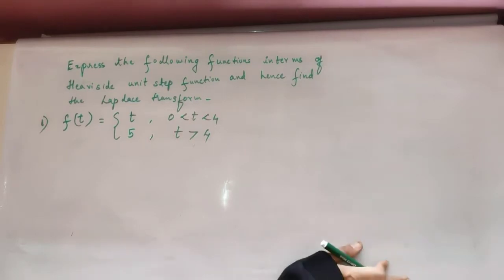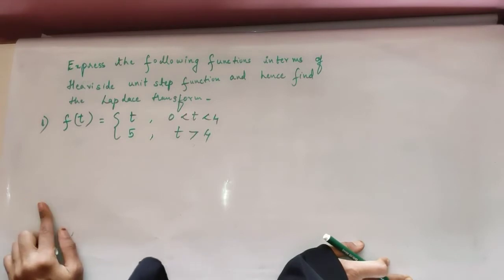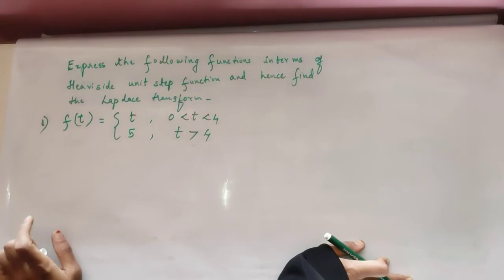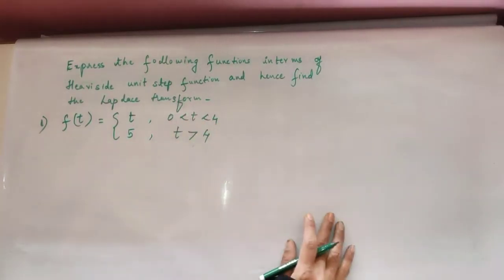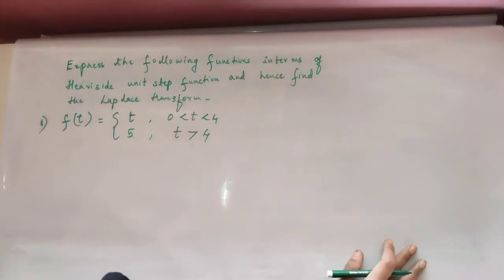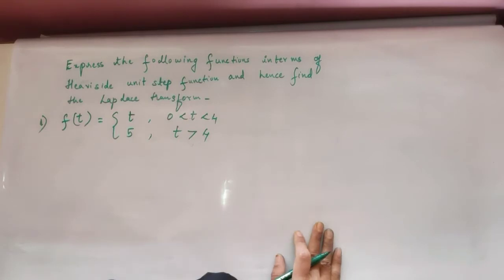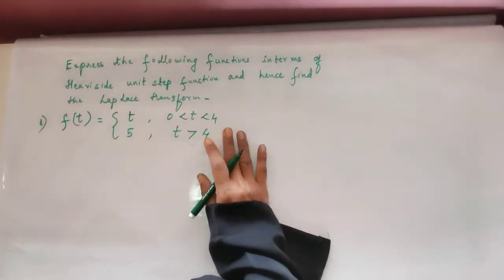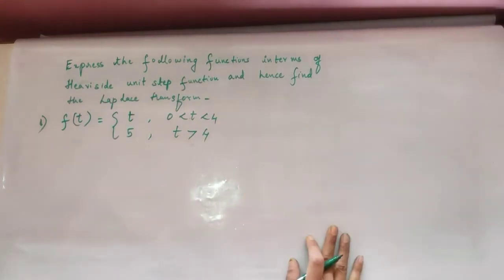So here, what you have to do exactly, just read the question. Express the following functions in terms of Heaviside unit step function and hence find the Laplace transform. The given function is f of t equal to t when t goes from 0 to 4, and it is 5 when t is greater than 4. This is the definition of the given function. But you have to use the unit step function and define this once again, so that it is the same function, but in terms of the unit step function. How will you do that?